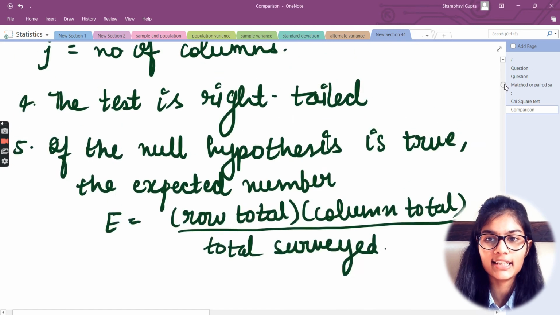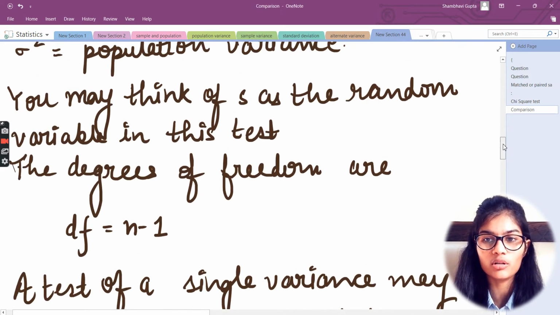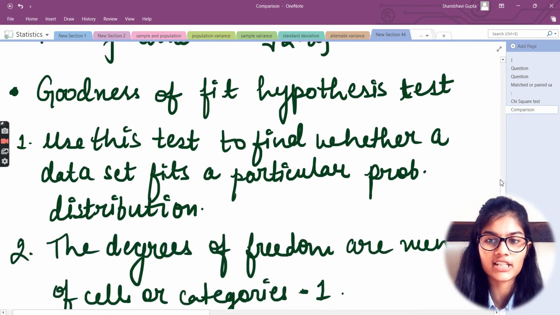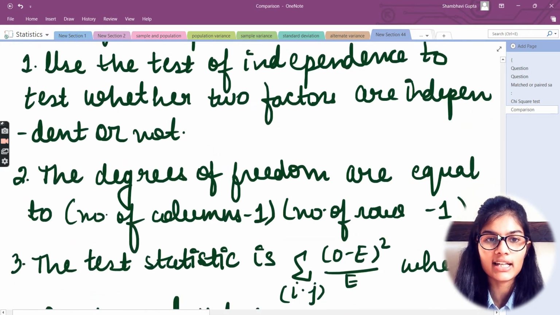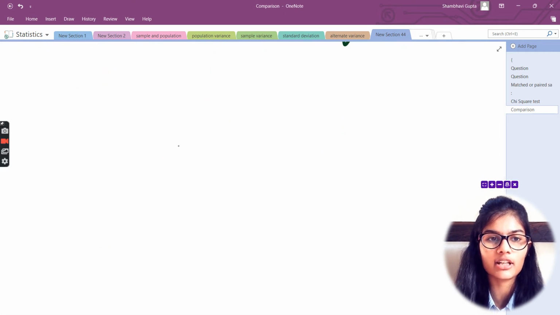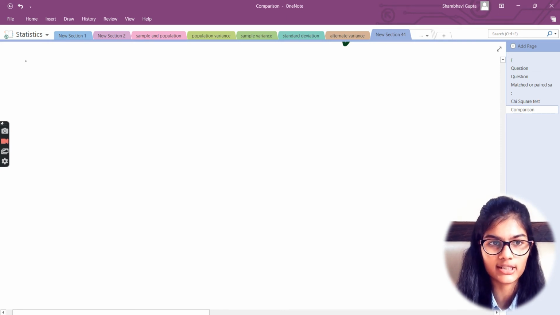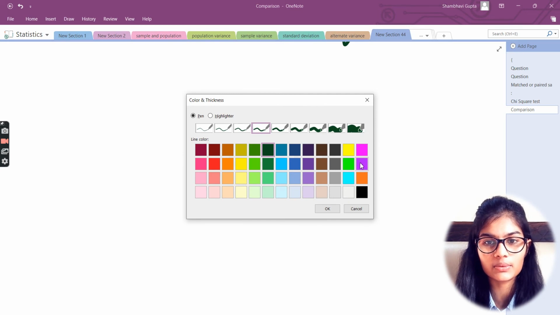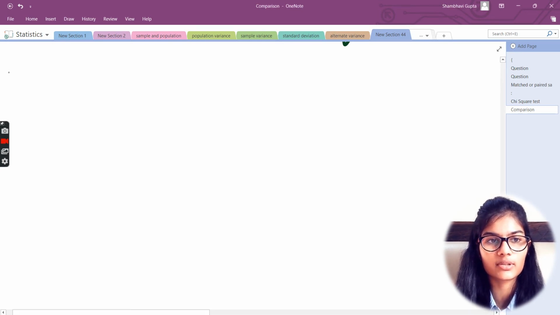So we were discussing the summary regarding all of these topics which we have studied. We discussed the goodness of fit hypothesis test, then we took out the summary of the test of independence, right? Now I'm moving to the next one, and that's the test of homogeneity. This time I'm going to take some new colors so that we are able to write things out right here. Let's write it out.